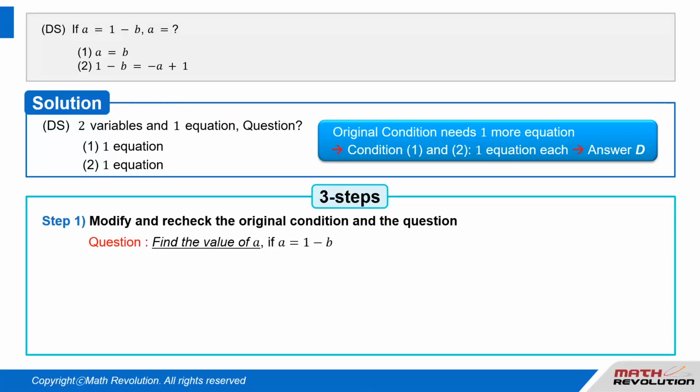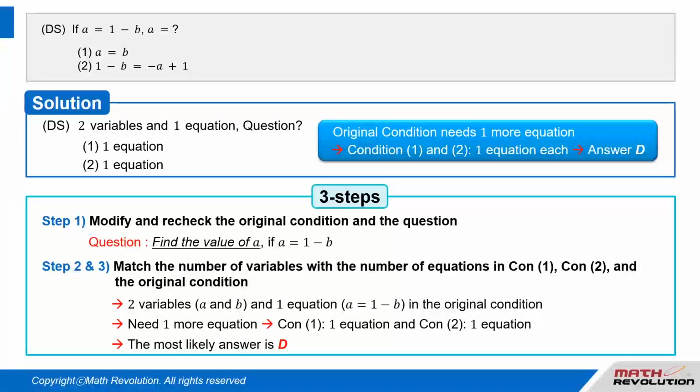Follow the first step of the variable approach by modifying and rechecking the original condition and the question. We have to find the value of A, if A equals 1 minus B. This is a basic question where the answer is D because there are two variables and one equation. You just need to remember this for the exam.